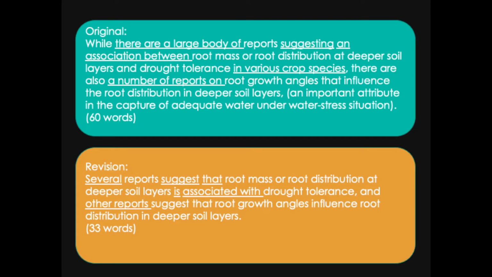Several reports suggest that root mass or root distribution at deeper soil layers is associated with drought tolerance, and other reports suggest that root growth angles influence root distribution in deeper soil layers. So I do think I've captured all of the same content and information that's in that first sentence, and I've done it in about half as many words. Although, keep in mind, there will be another sentence added to this paragraph for that last phrase.